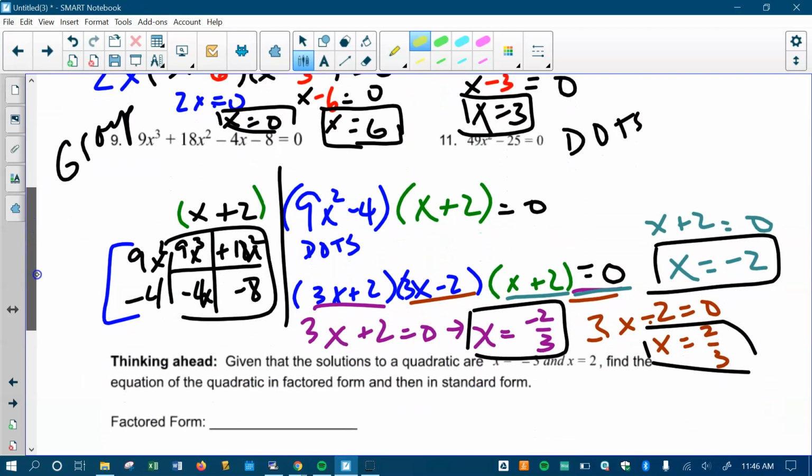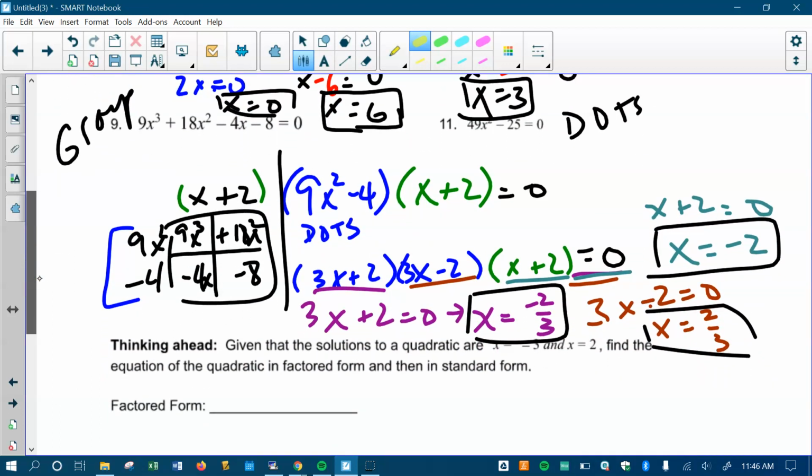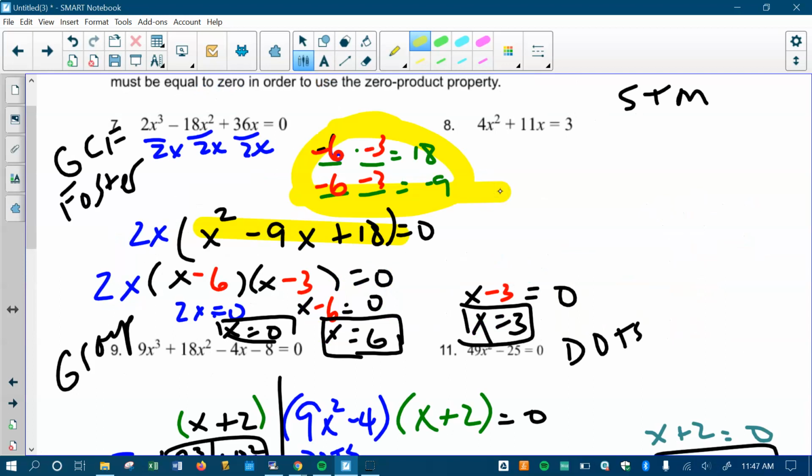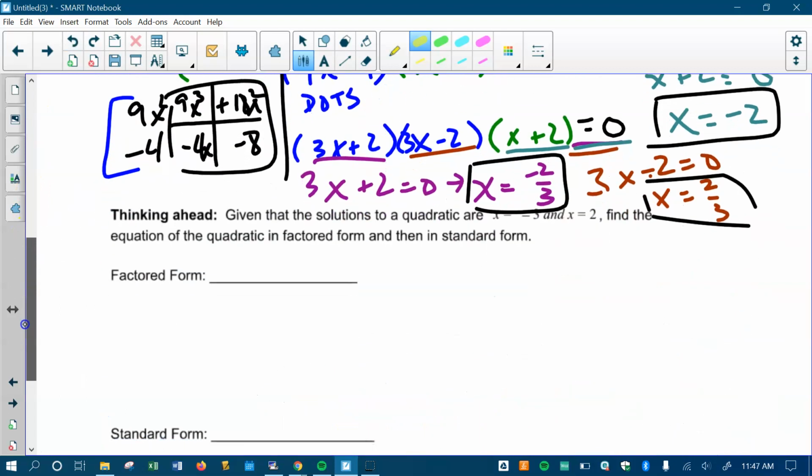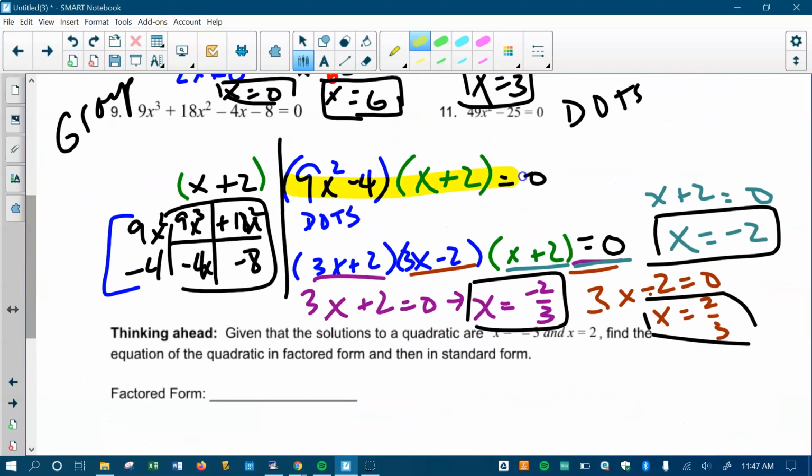For number 9, you need to factor by grouping, and I chose the area method. So I put 9x cubed, 18x squared, minus 4x, and minus 8 all in a box, each in their own individual box. And I looked at the GCF for each row and each column, and I ended up getting this part, the 9x squared minus 4 and x plus 2. And then I said each factor equals 0 and solve for x. And that got me x equals negative 2 over 3.